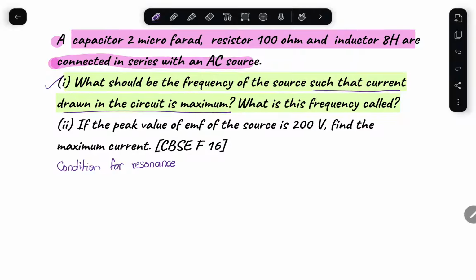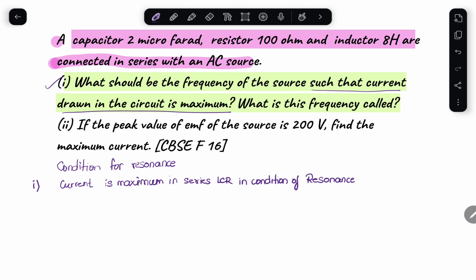Okay, so let's start with the very first question. The current drawn by the series LCR circuit is maximum at the resonant frequency, so we have to write: current is maximum in a series LCR circuit in the condition of resonance.